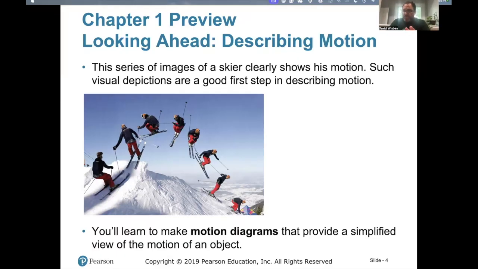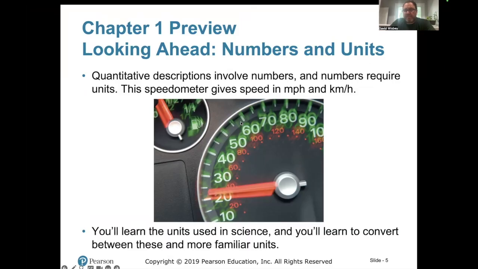But for now, the motion diagram: if we have a camera that takes pictures in regular increments, we can find its y and its x velocity. And in these first few chapters, we're just going to be dealing with one dimension. We're going to be talking about speed and velocity.